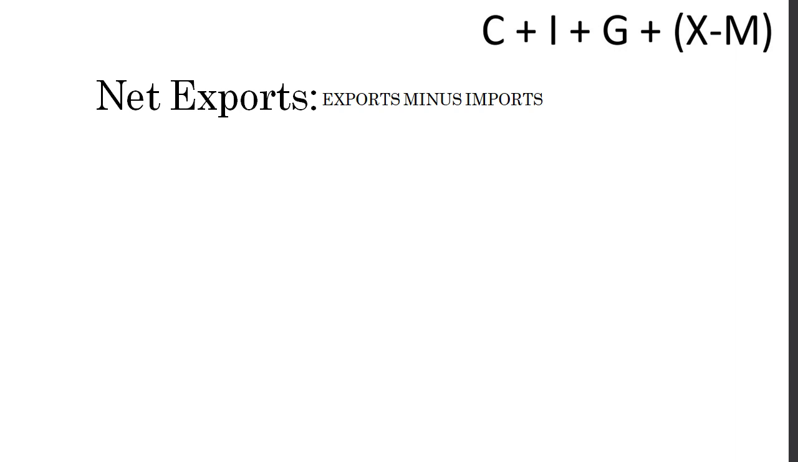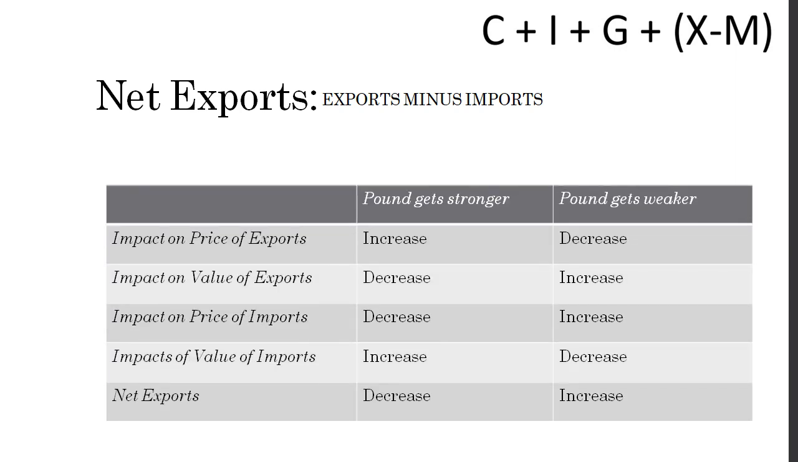The main factor that influences net exports is exchange rates. The price of a product is different to the value of a product. The value would be the worth of the total amount of all those products sold, whereas the price would simply be the cost of one single item.